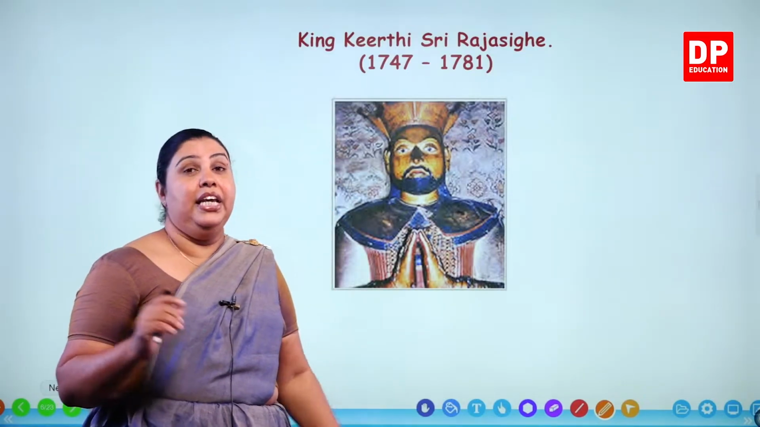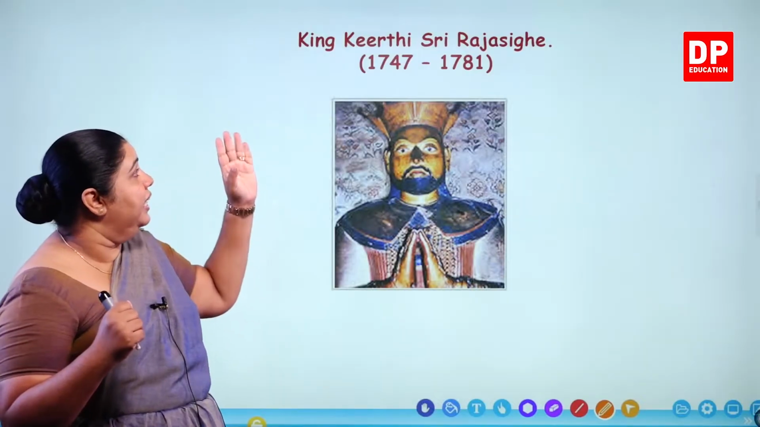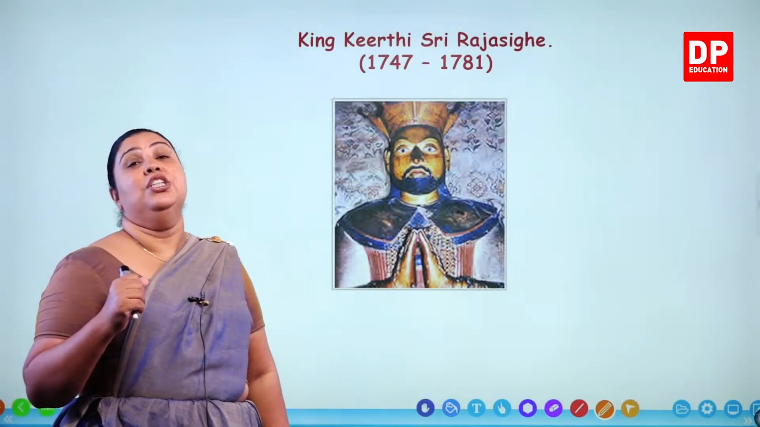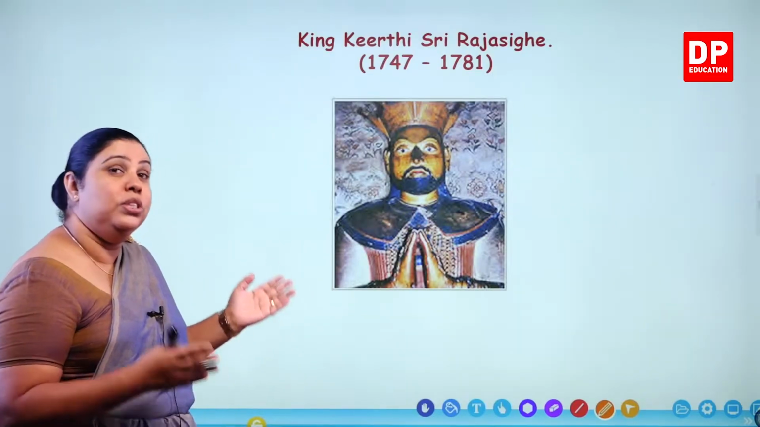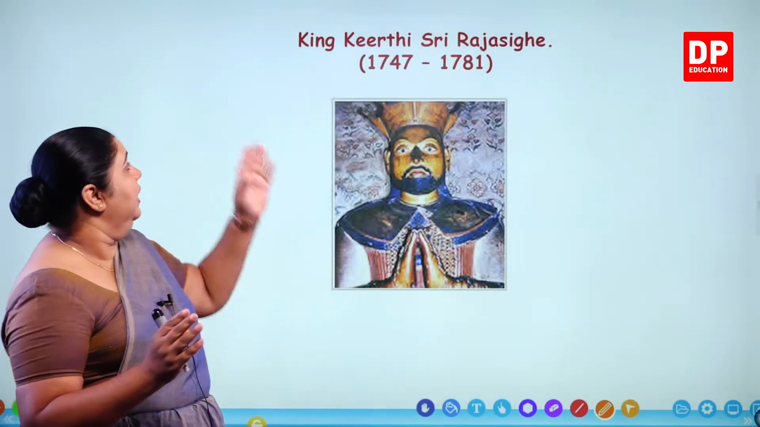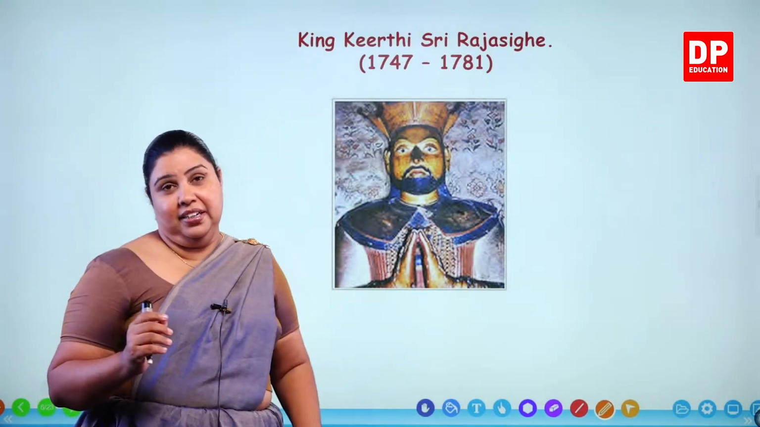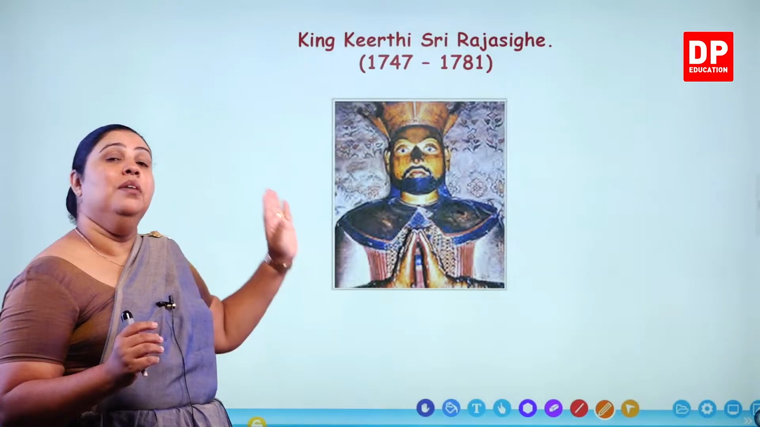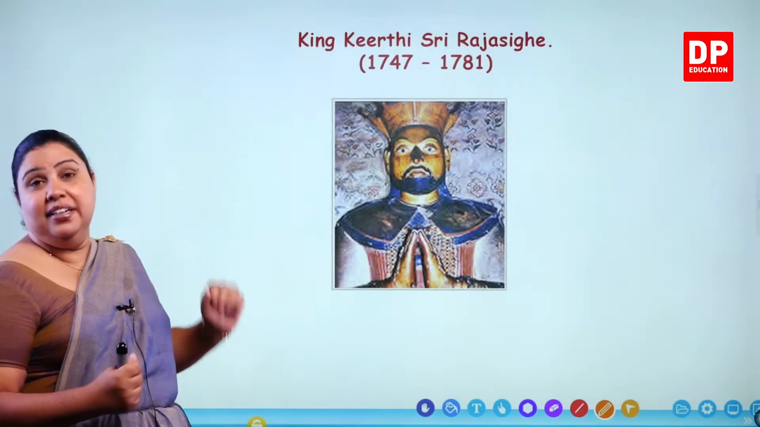He ruled our country from the year 1747 to 1781. What is the name of this great king who started the Kandy Perahera? King Kirti Sri Rajasingha. Look, children, if you haven't seen him, this is King Kirti Sri Rajasingha.